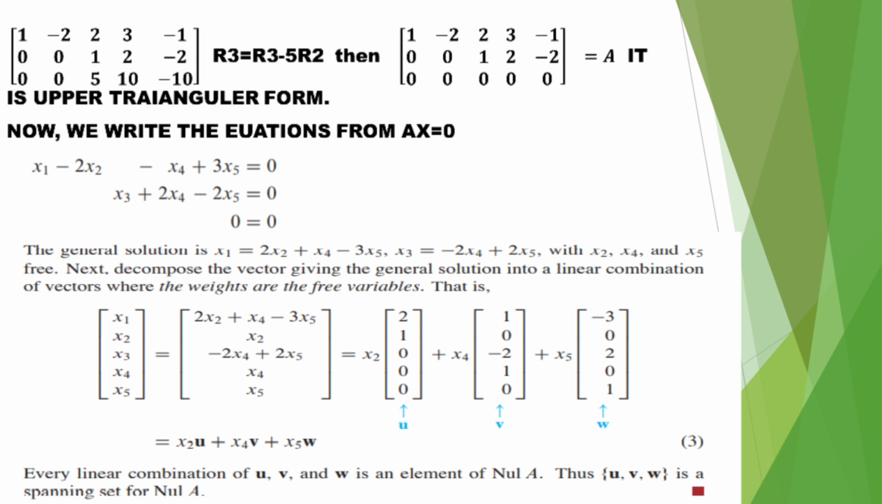So here it is the linear combination of three vectors, say u, v, w. Therefore we say that these three vectors form the null space of A. These three vectors are elements of the null space. So it is the problem solution.